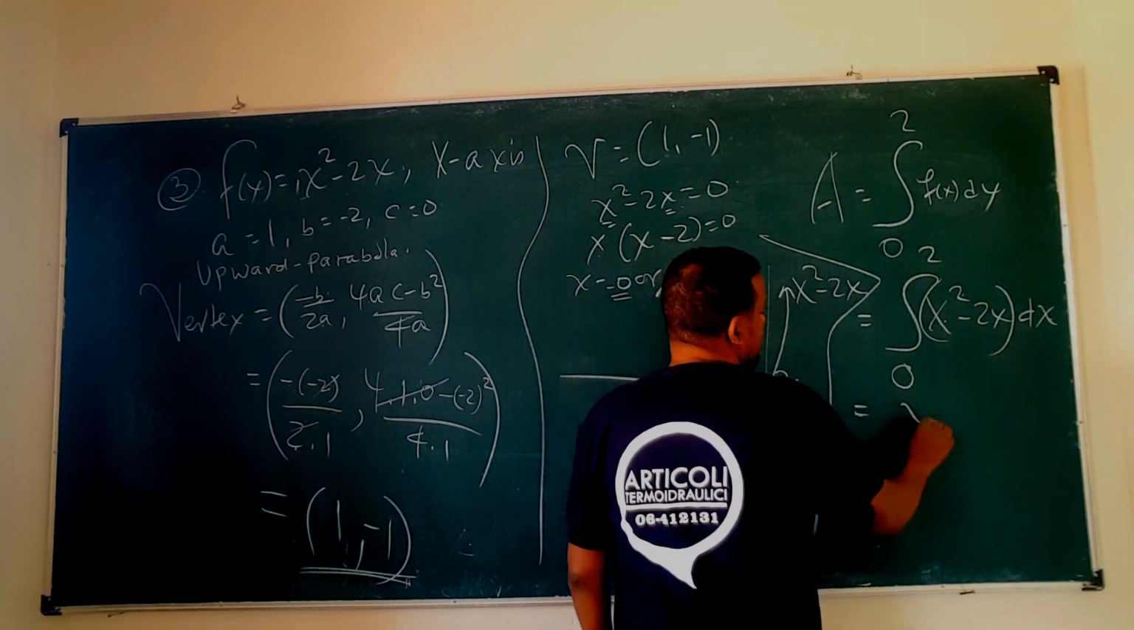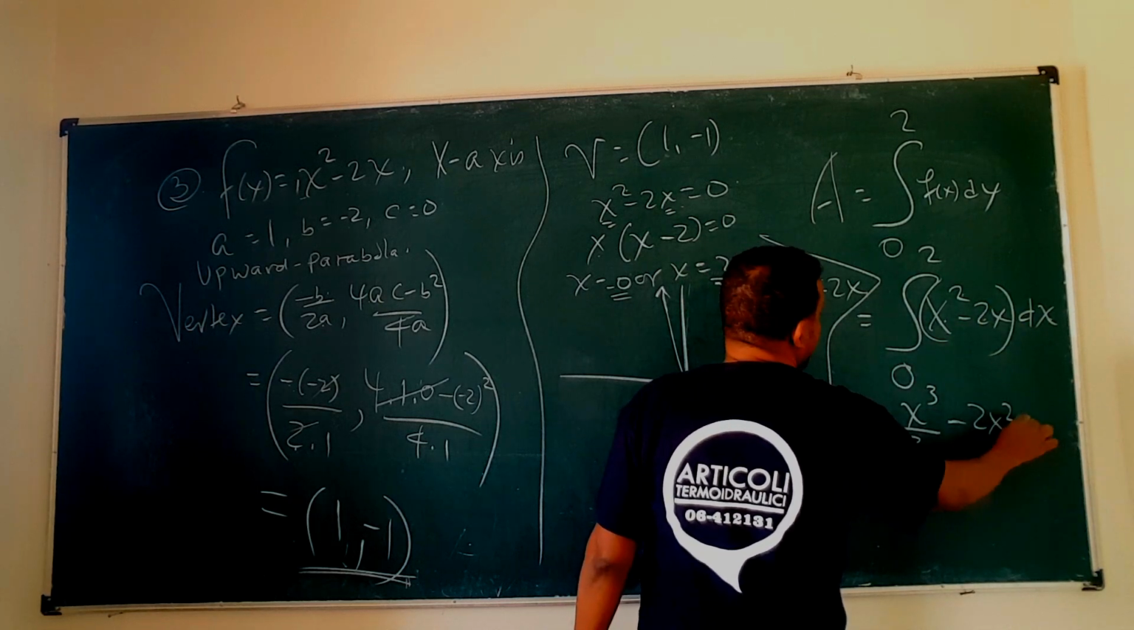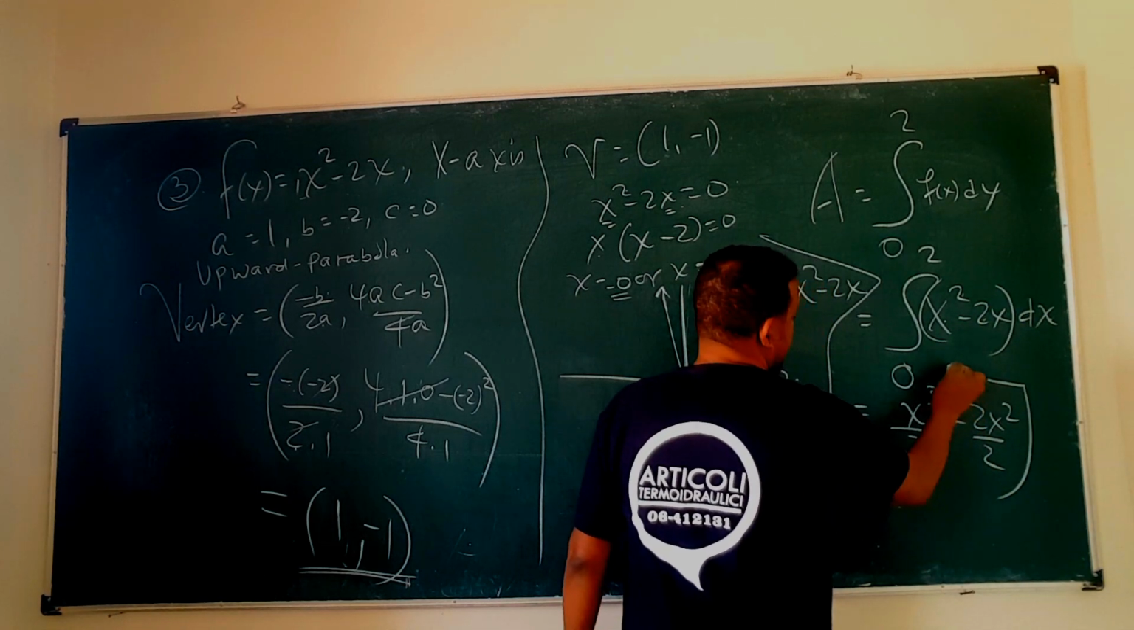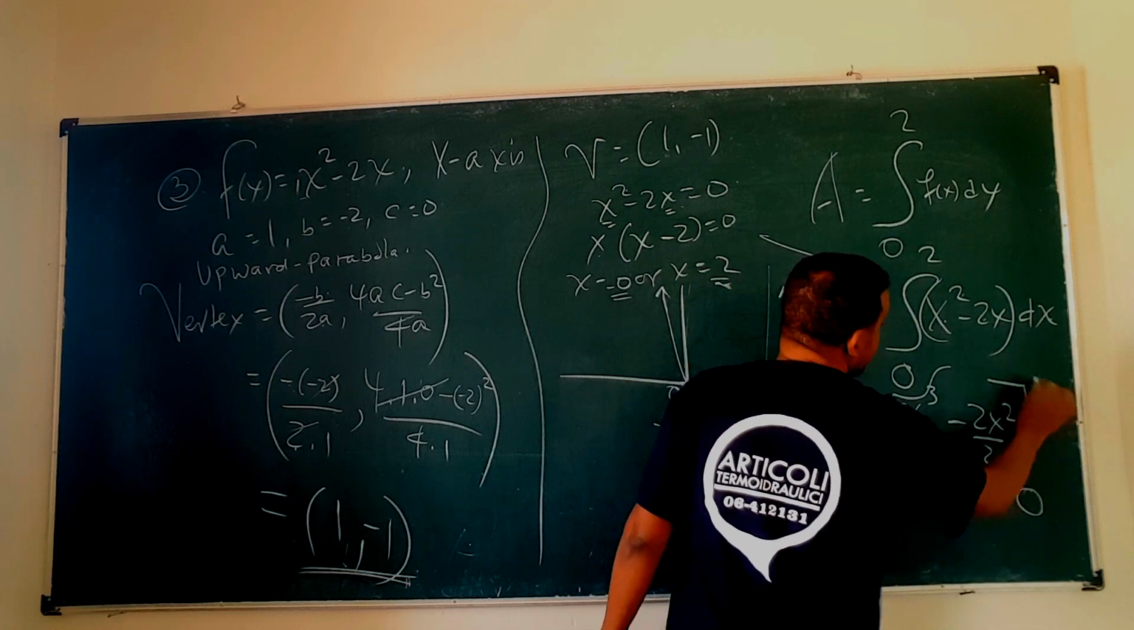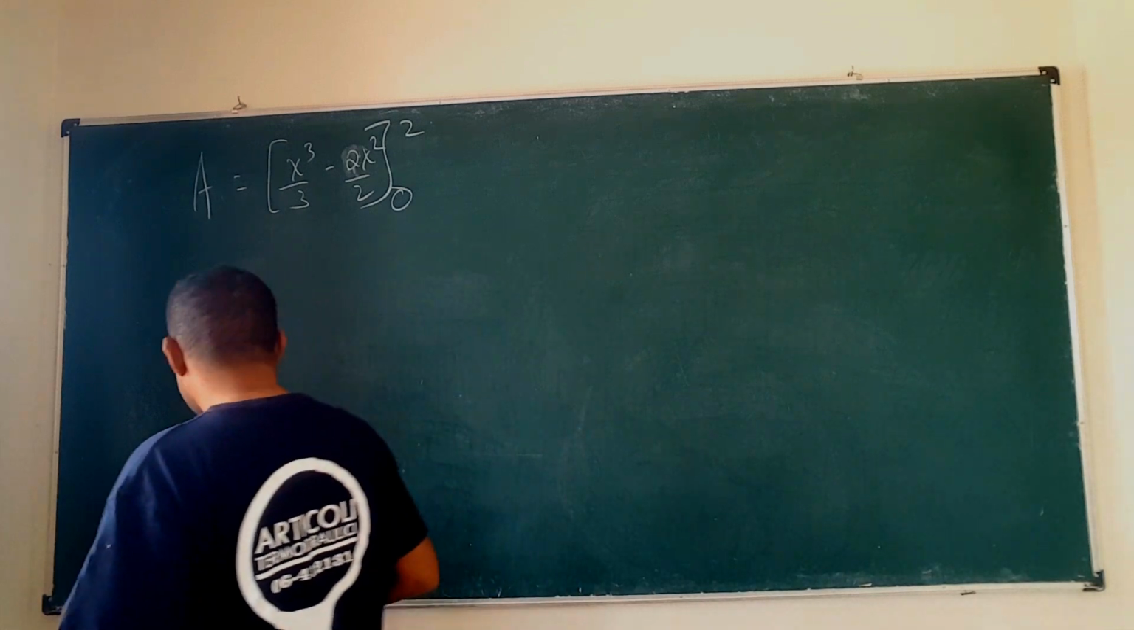The integral of x squared is x cubed over 3. The integral of 2x is 2x squared over 2, of course. From where to where? From 0 up to 2, and that will be the area. So let's do it over there.